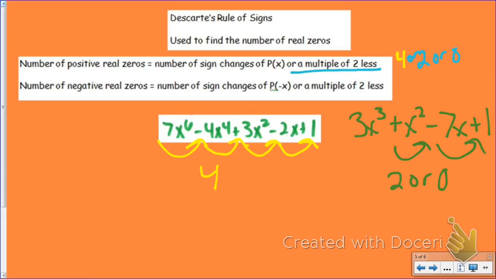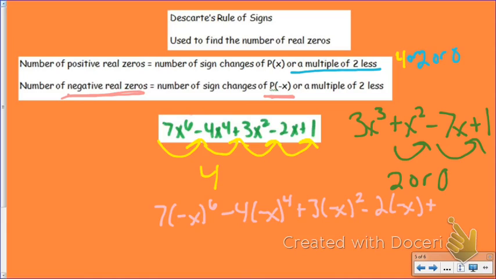Now the next part, it says we also can find the number of possible negative real zeros. So what that is, that's the number of sign changes of p of negative x. So I work it out the same way, but what's different is I need to plug in negative x. So to find this one, it's 7 times negative x to the 6th power minus 4 times negative x to the 4th plus 3 times negative x squared minus 2 times negative x plus 1.